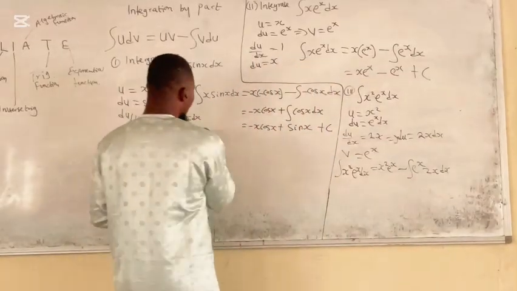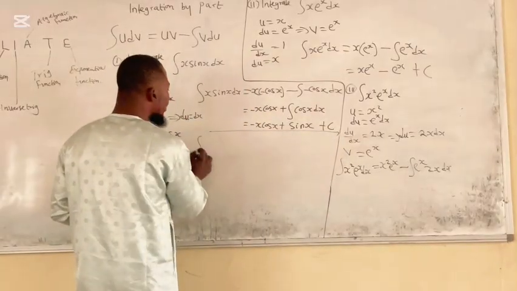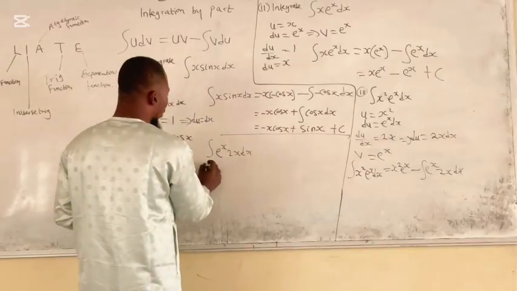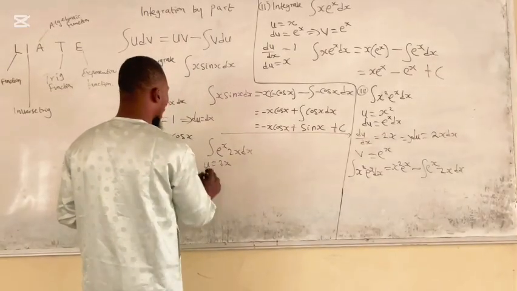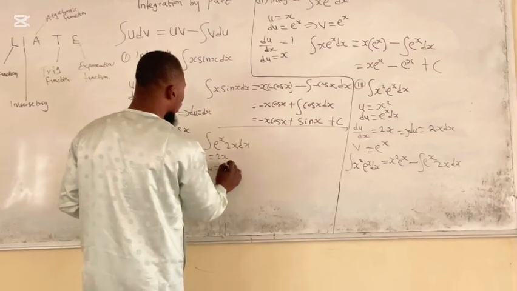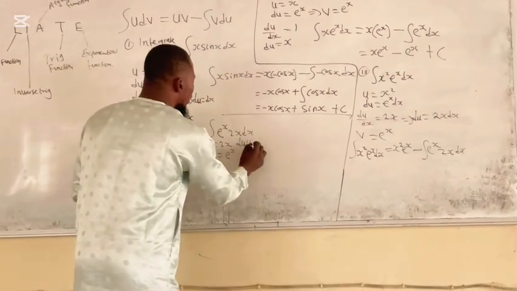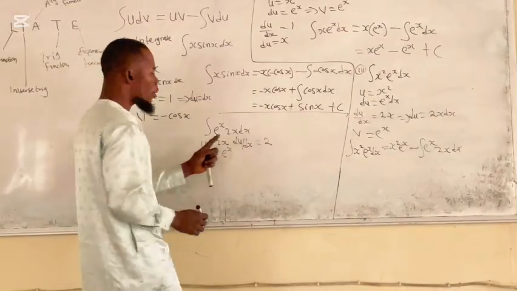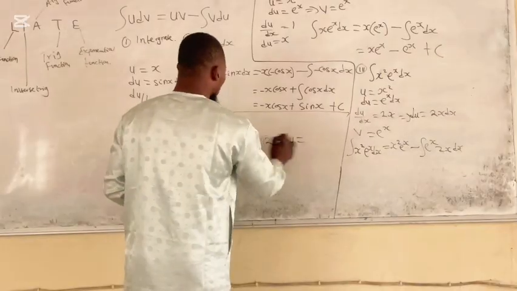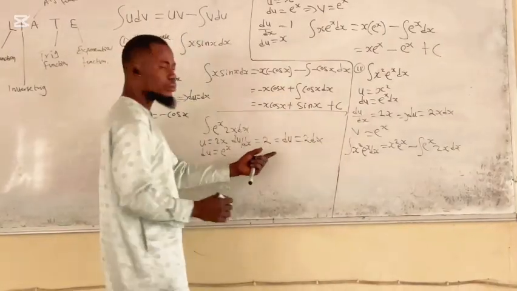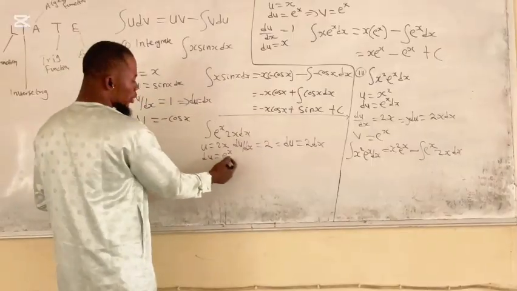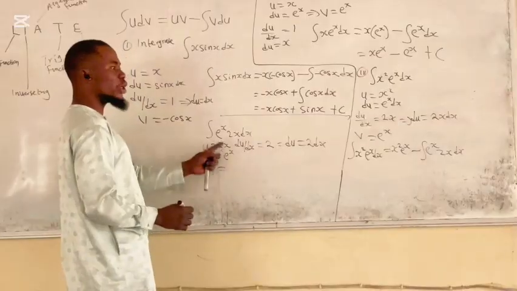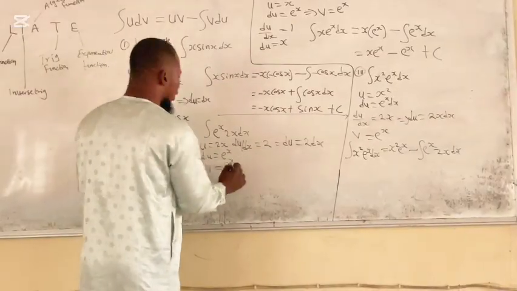Now we will now be having the integral of exponential x 2x dx. Here our u is 2x and our dv is exponential x. Our du dx will now be equals to 2. Then making du the subject of the formula, du will now be equals to 2 dx. Then integrating both sides here, if you integrate the dv, you'll be having v, which will now be equals to, if you integrate exponential x, we'll still be having exponential x.